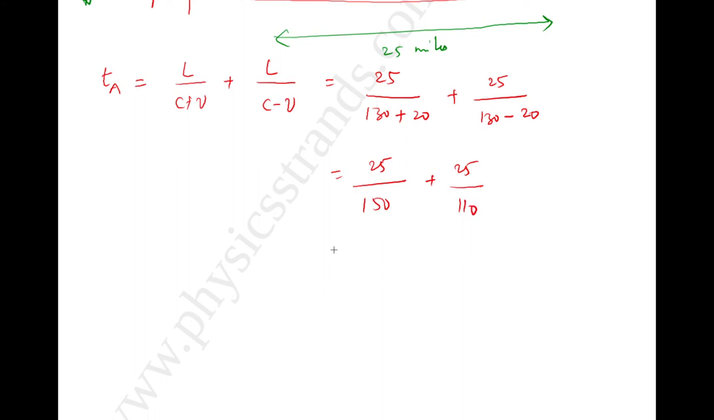And one can simplify that as 5 times, this is 30, right? 5 over 30 plus 5 over 22, right? So we can further simplify this down, we would get about 0.3939, let's say, hours, because miles per hour were the units, so this is what we would get.